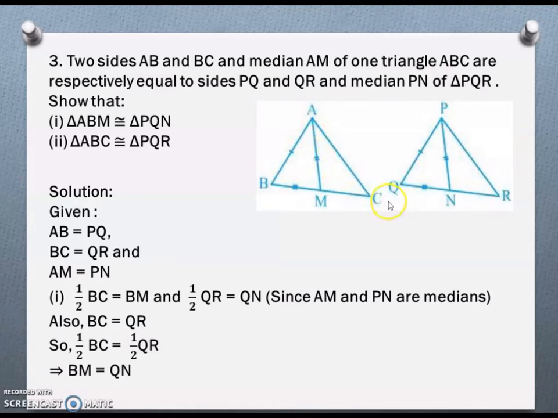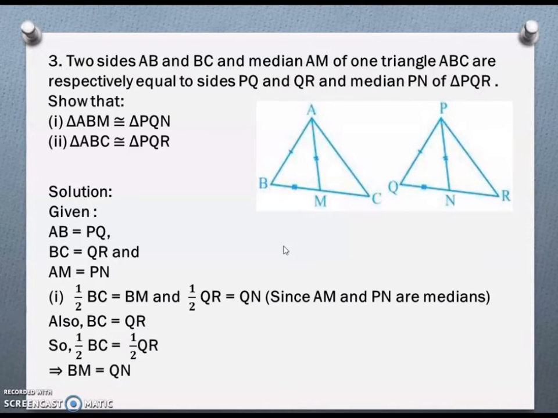Now if you consider the second part, ABC and PQR. In ABC and PQR, you have already proved angle B and angle Q equal, and the other two sides are already given equal. That is AB is equal to PQ, BC is equal to QR, and angle B is equal to angle Q. You have proved this by CPCT in part 1. So therefore, the second part, ABC is congruent to PQR. This can be proved by SAS criteria.